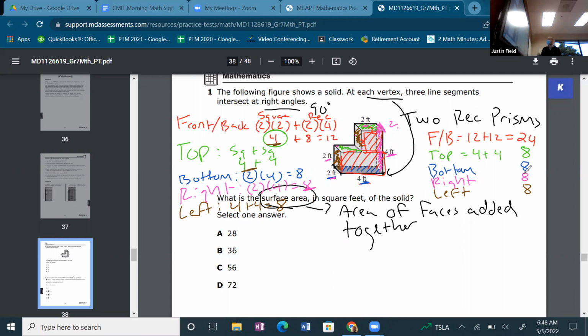So, in order to get the surface area, now that we've gone all around the shape, now just add them together. So what's 8, 8, 8, 8? That's 4 8s, 32, right? 24, what's 24 plus 32? 56. Got it. Thumbs up, down. Got it? Yeah. All right.